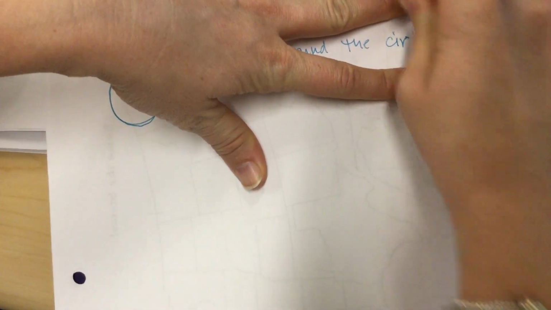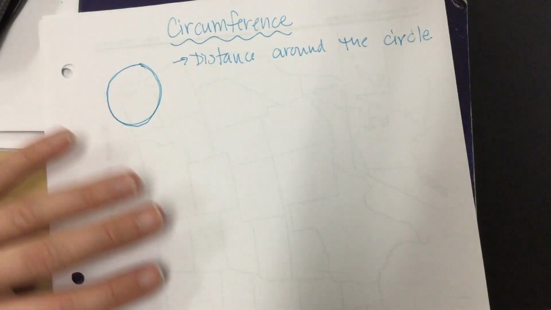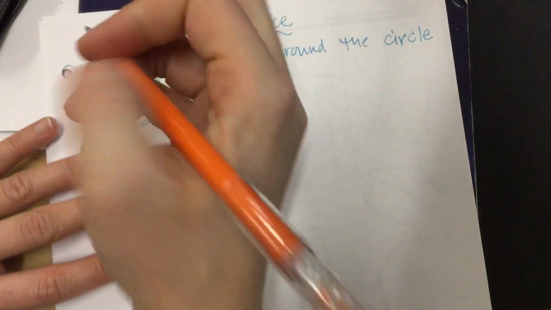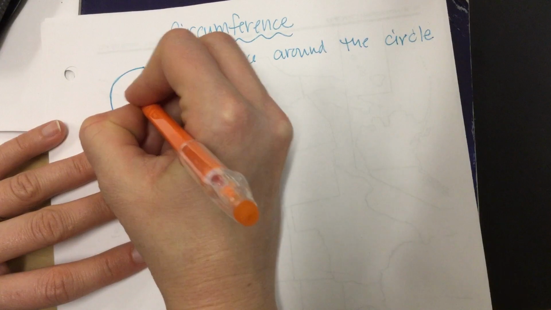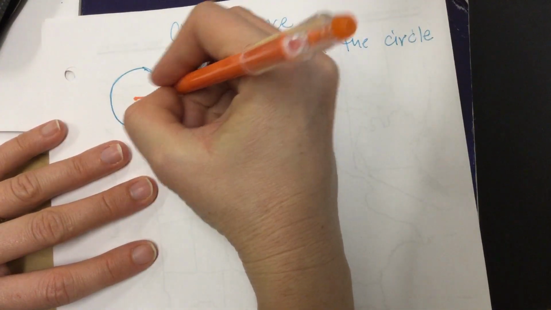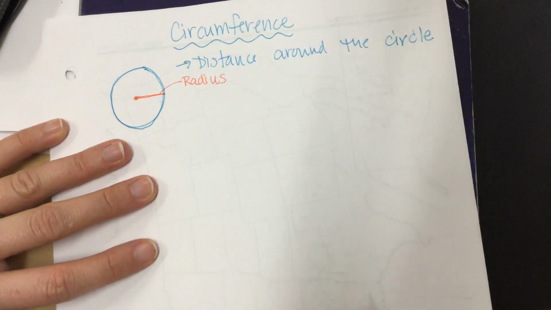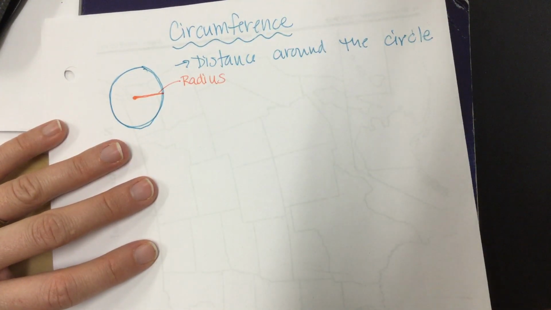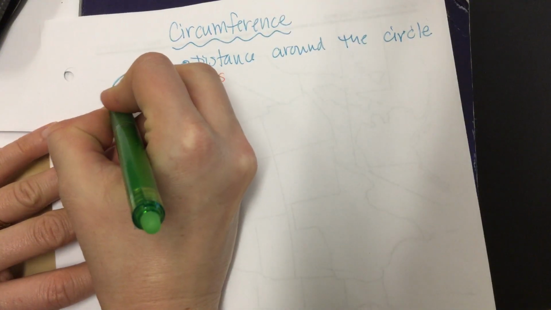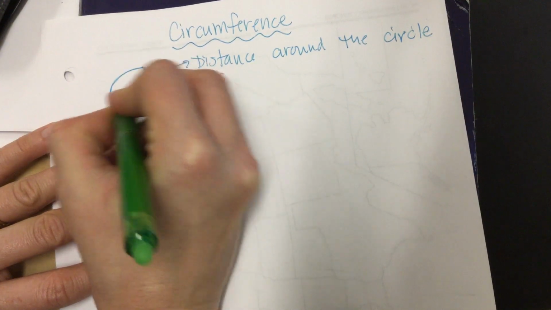Okay, so there's some other important parts to know about the circle as well. Some measurements that you need in order to find the circumference. The first of which is the distance from the center to the outer part of the circle. That is called the radius. Now, the radius is halfway across the entire circle.